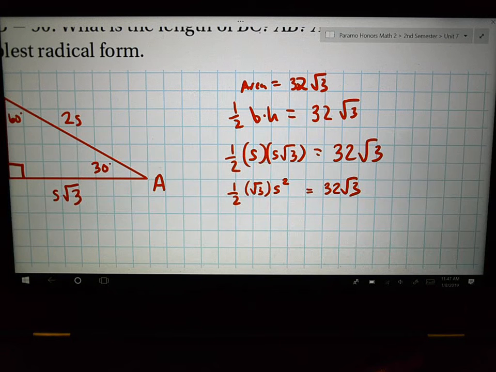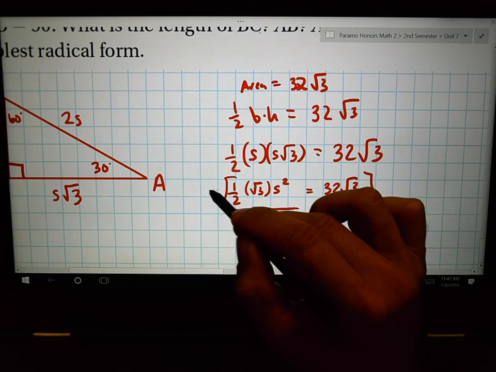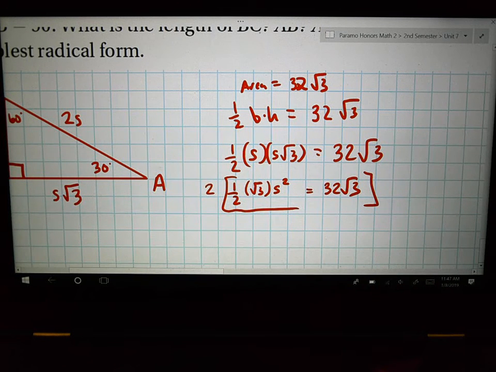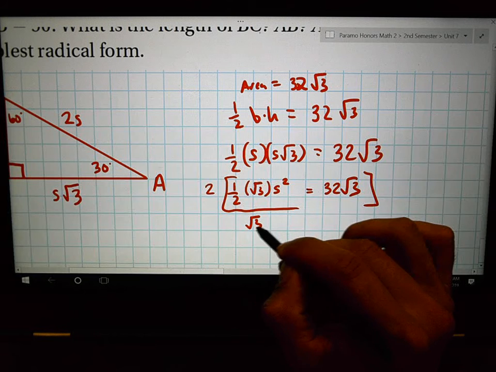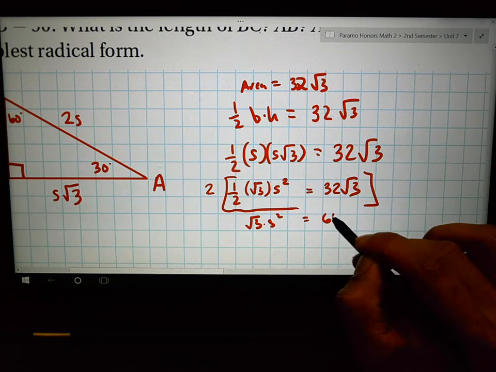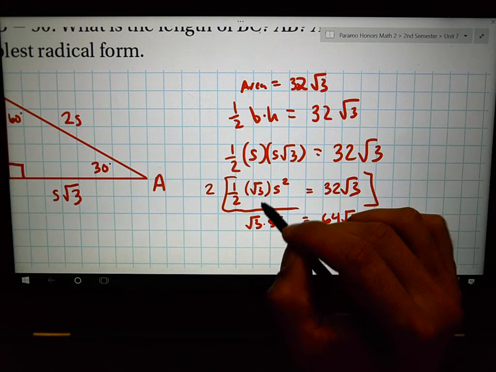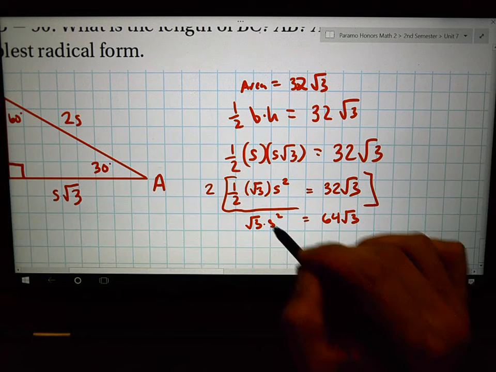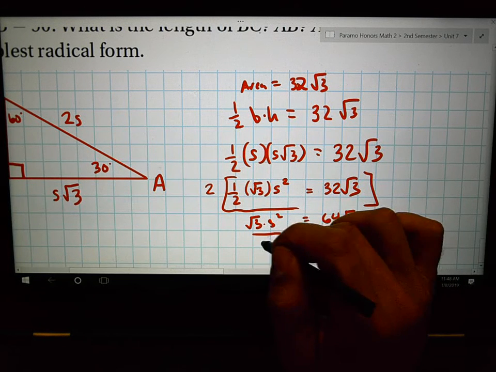I am now going to multiply this whole thing by 2. 2 times this gets rid of that 1/2. Instead of halving it, half of 2 is 1. I get root 3 S squared. 2 times this other side is 64 root 3. I want the S squared by itself. I'm going to get rid of this root 3. It's multiplying. I'm going to do the opposite of multiplying by root 3. I'm going to divide by root 3 on both sides.